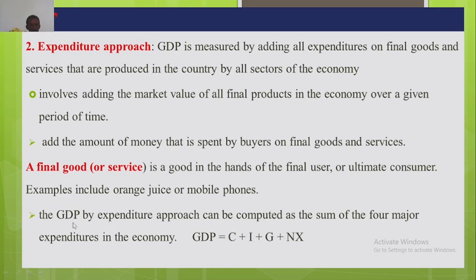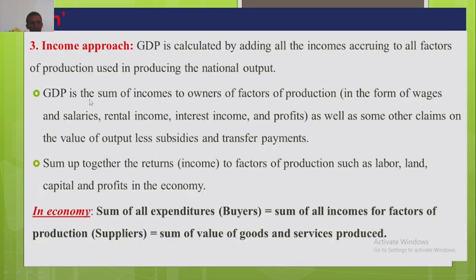The GDP by expenditure approach can be computed as the sum of the four major expenditures in the economy. And GDP equals consumption plus investment plus government expenditure plus net export. Those are the components of GDP according to expenditure approach. Four components are necessary. The third one is income approach.